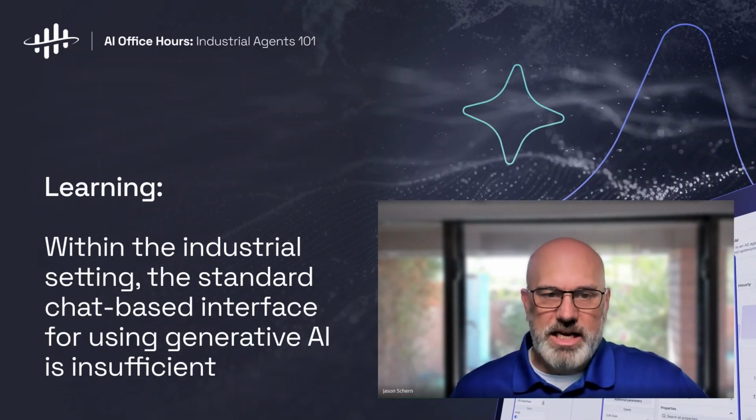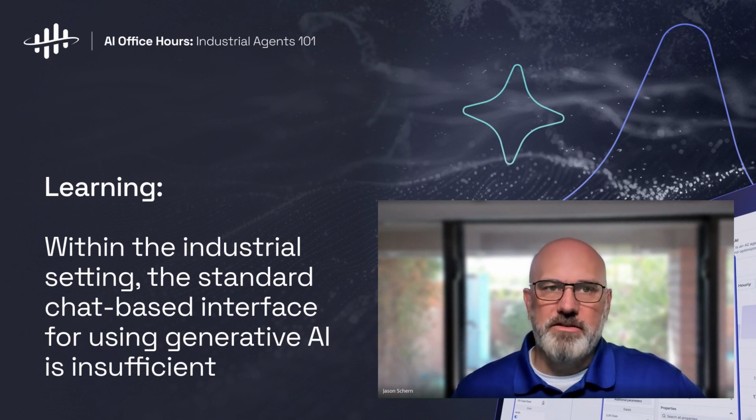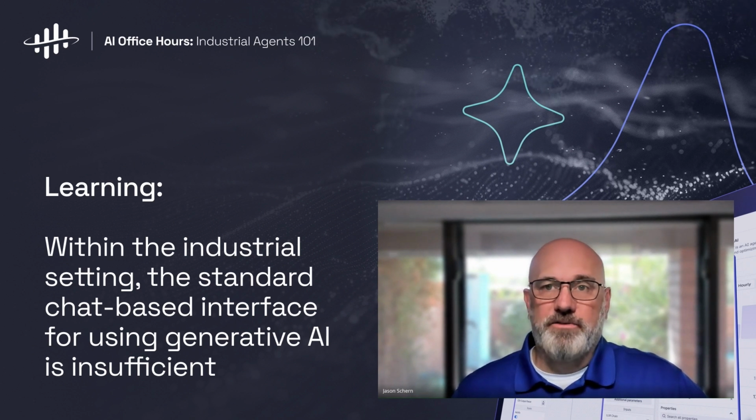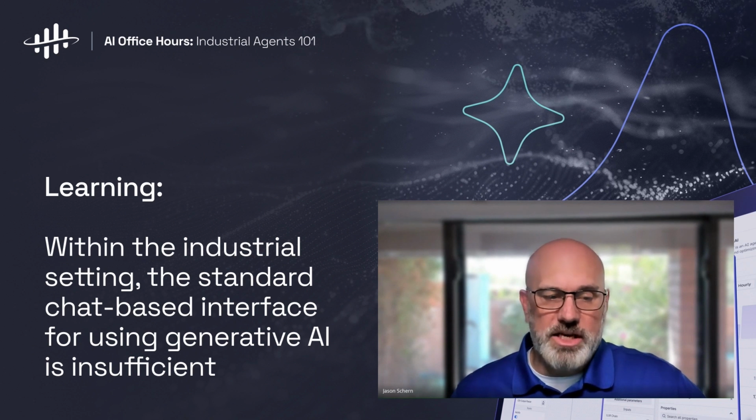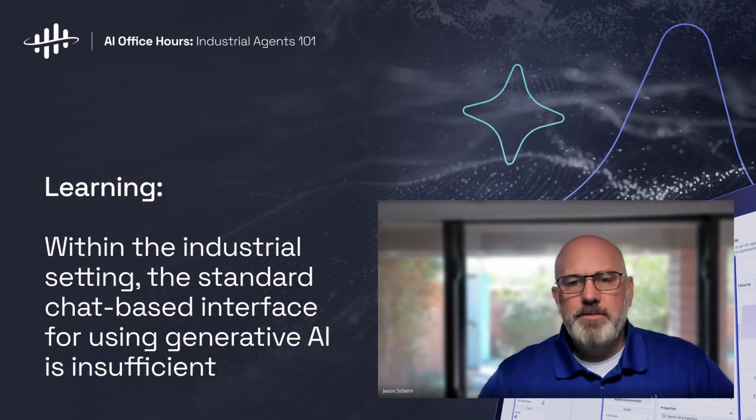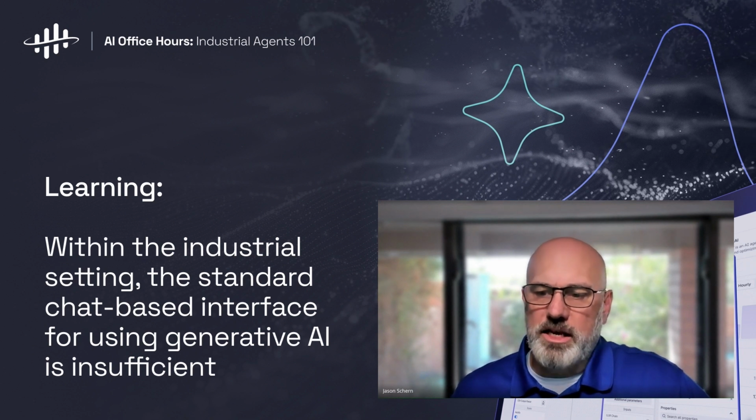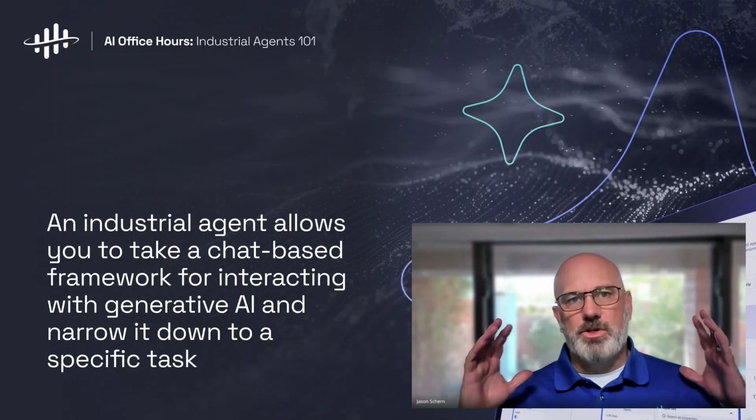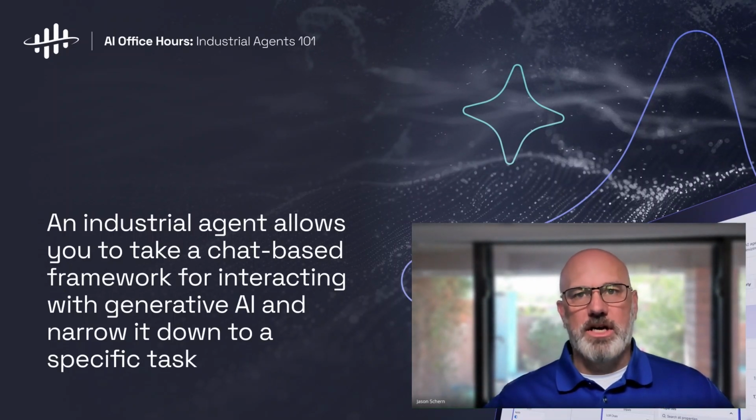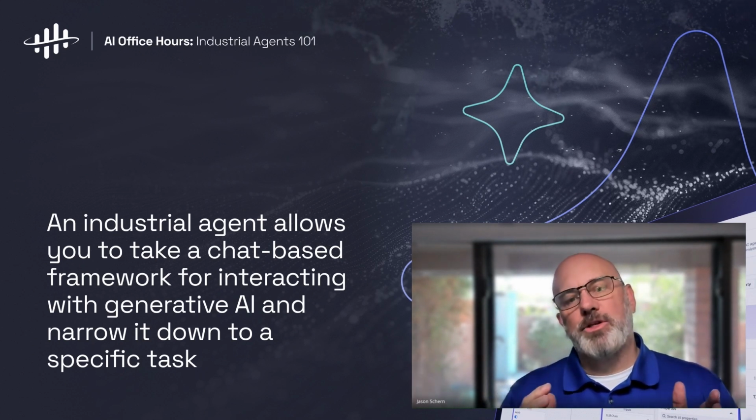Something that we learned early on is that within an industrial setting, the standard chat-based interface for using generative AI was insufficient in several aspects. First of all, this ask me anything, I'll give you any answer type format led to a lot of hallucination and made it really difficult to rein in the creativity of the large language model and accentuate the reasoning engine of these large language models. What's really been exciting over the last several months is this advent of AI agents. An AI agent is composed of several parts. But what's exciting about them is an agent allows you to take this ask me anything framework for interacting with generative AI and narrow it down to a specific task.